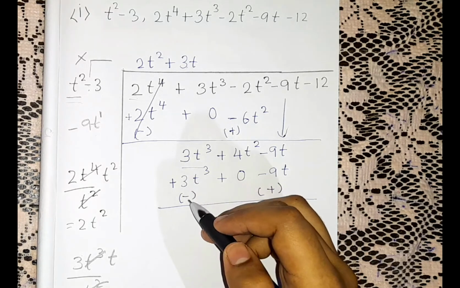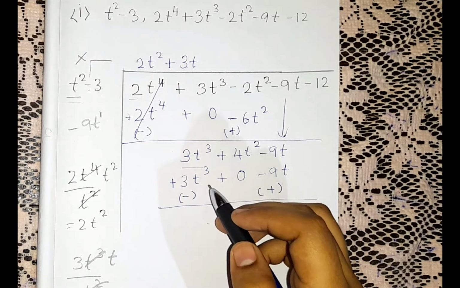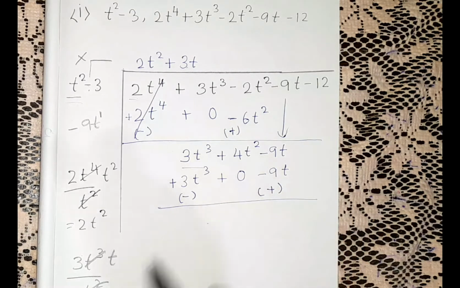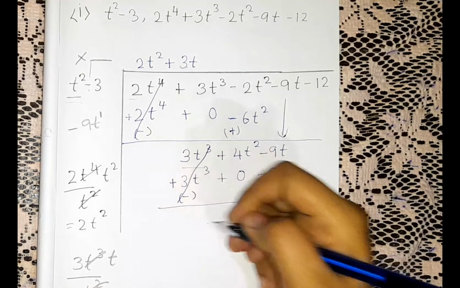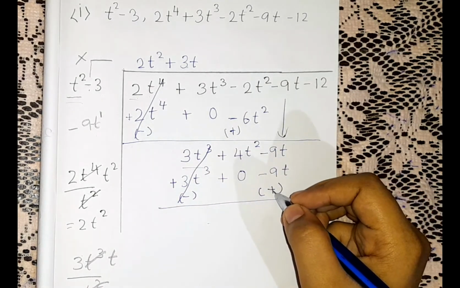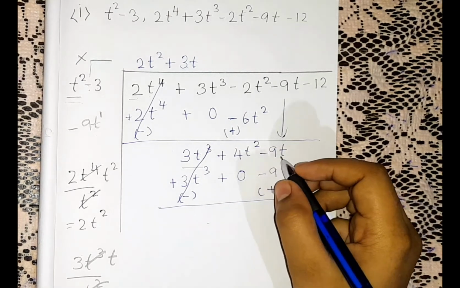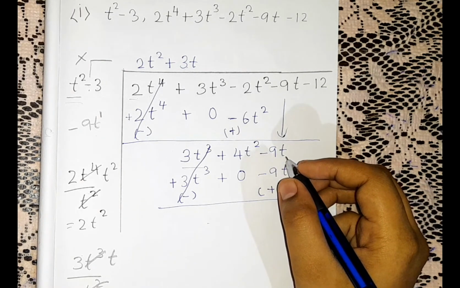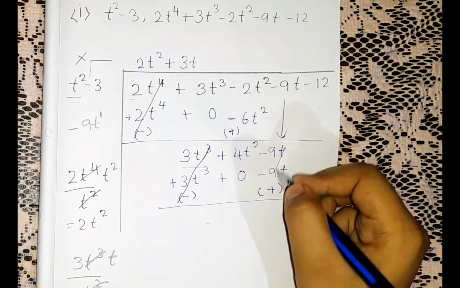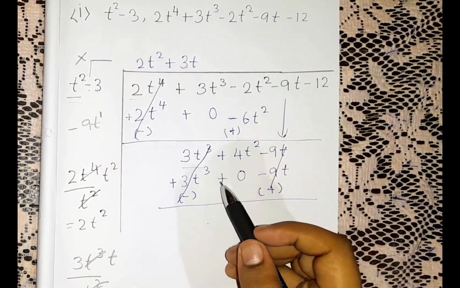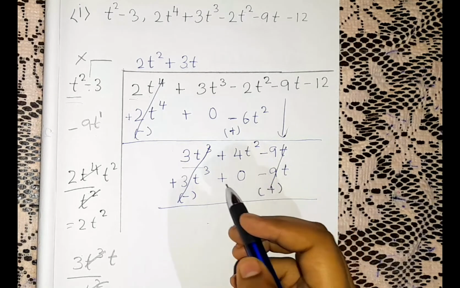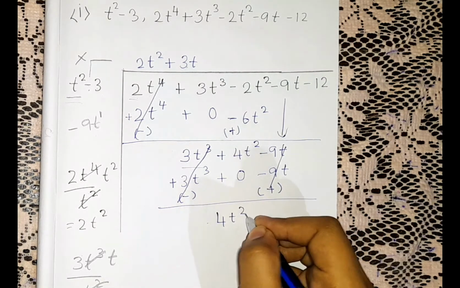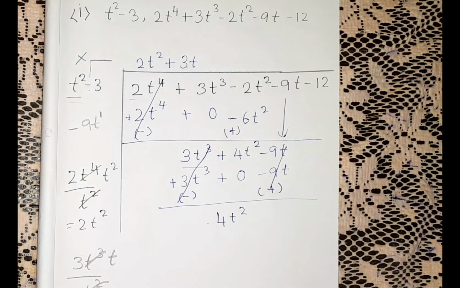Here it is minus and here it is plus. So plus into minus is minus. So we are going to be subtracting 3t cube and 3t cube. When we subtract, of course, we get 0, so we should just cancel it. Here we have plus 9t and here we have minus 9t. So plus into minus is minus. When we subtract it, we get 0, so we can just cancel this too. And then here we have plus 4t square plus 0. So we shall write 4t square as it is. Now we got 4t square.